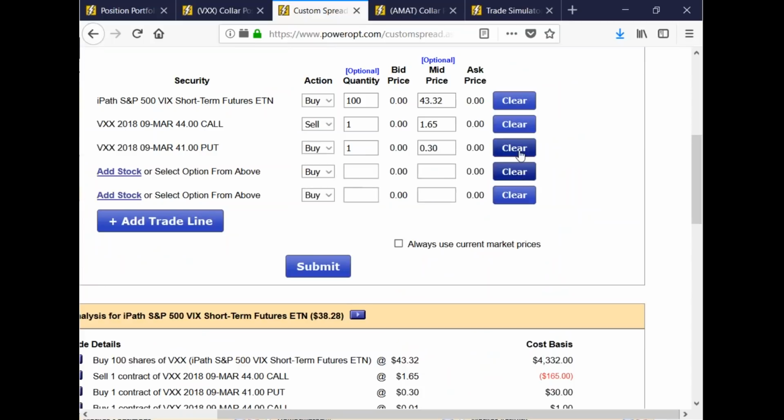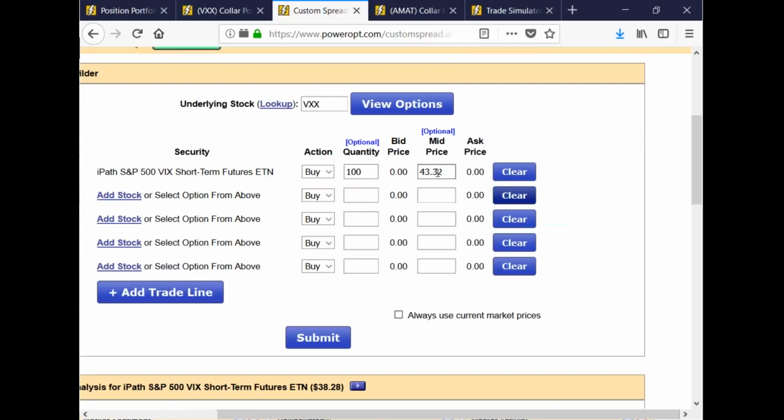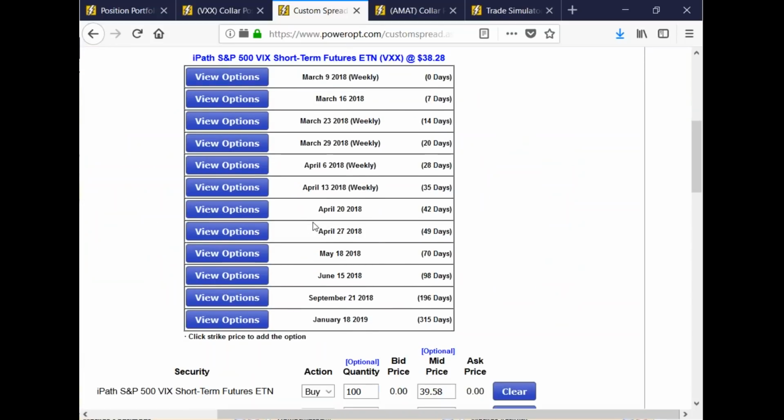So what do I know now? Now going ahead to next week or 2 weeks out, I've got a cost basis of $39.58. And what would I probably do? To create a collar, originally I bought the stock at $43.32. I sold the just out of the money call. That was part of my trading plan. That's part of my structure that I would have established.